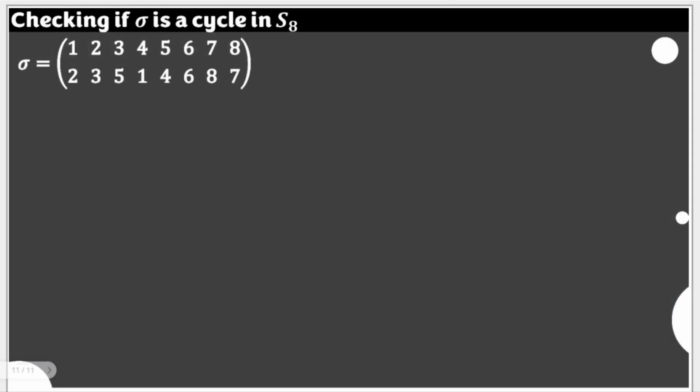This time, we are going to check whether the given permutation sigma is a cycle in S8. Now, before we could say that it's a cycle, we need to establish the idea of a cycle. A permutation sigma is a cycle in a specific set if it has at most one orbit that contains more than one element. That means it's related to the idea of orbits.